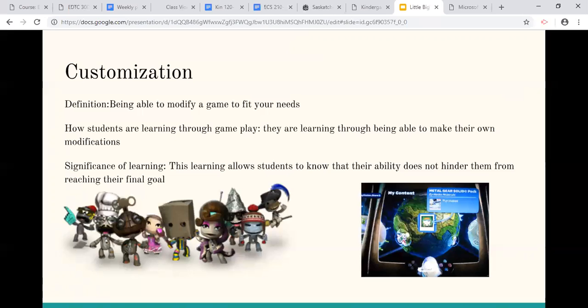If you don't want to be online, don't go online. If you don't want to create your own stuff, don't create your own stuff. Like, it's whatever you want to do. This learning allows students to know that their ability doesn't hinder them from reaching their goal. So if you need to make modifications to the level of how hard it is, make those modifications and you can still finish the level.